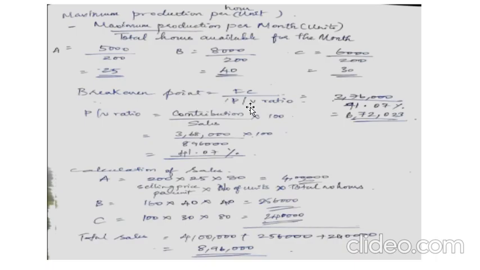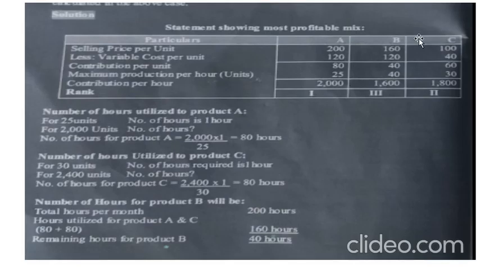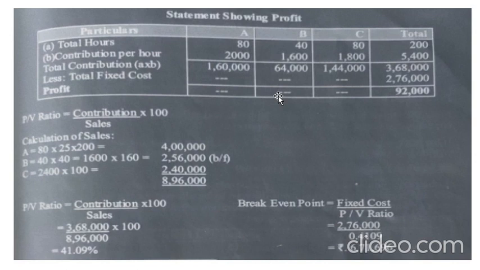So to calculate the break-even point, fixed cost divided by PV ratio. So we need to find out what is PV ratio. The PV ratio formula is contribution divided by sales into 100. So the contribution, as we have calculated in the solution, this is why we have calculated the contribution per hour.